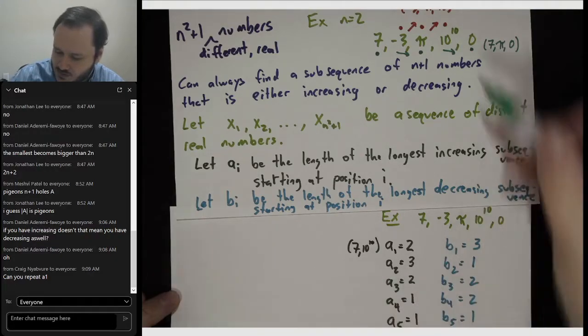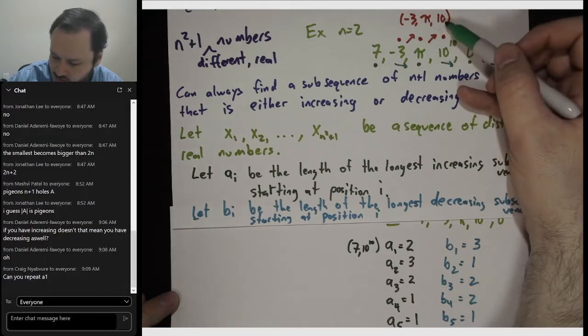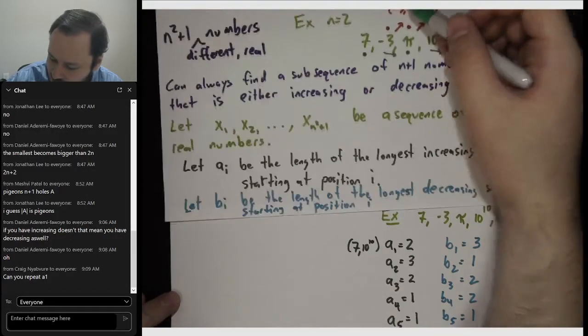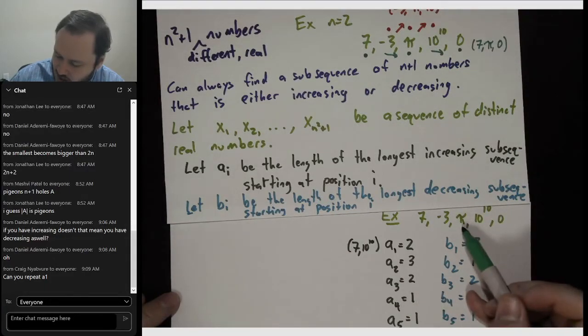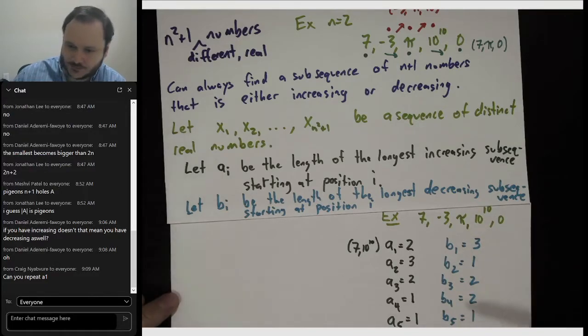Here I've got the subsequence -3, pi, 10 to the 10. There everything goes up. For a sub 3, I have pi, 10 to the 10. 10 to the 10 is all by itself, and 0.